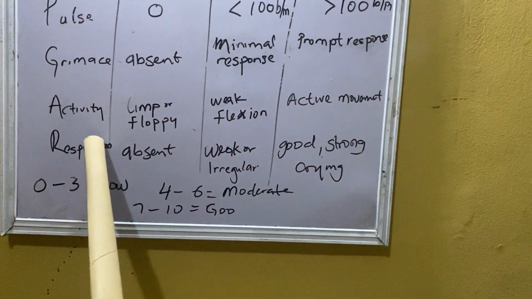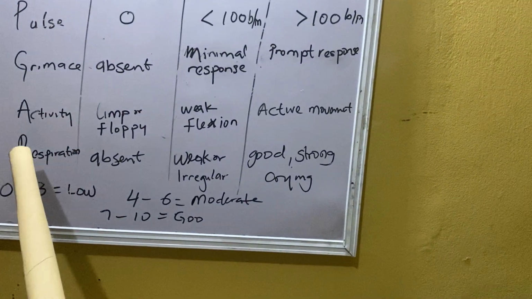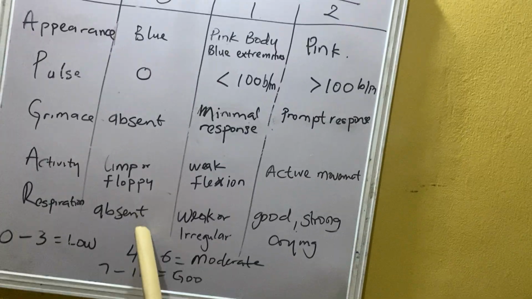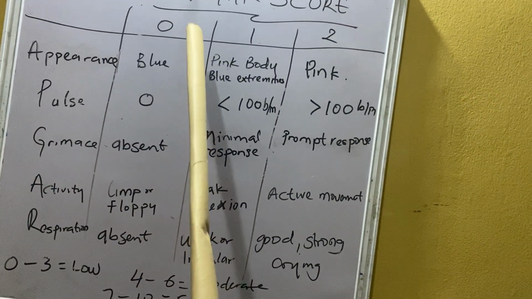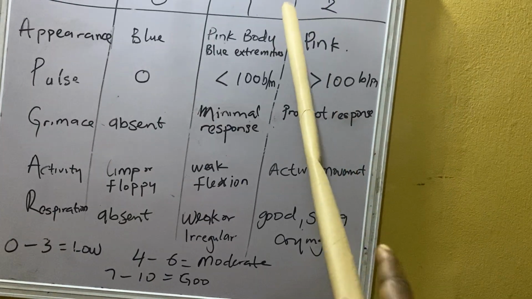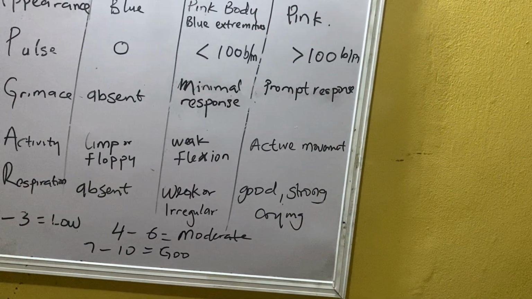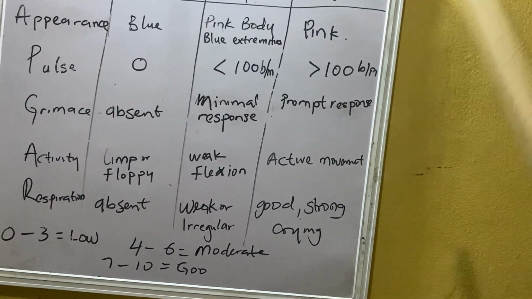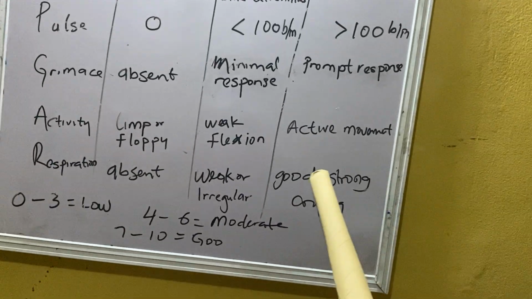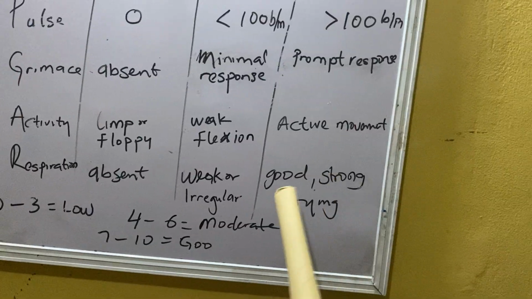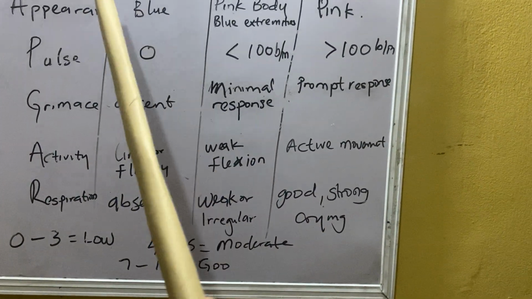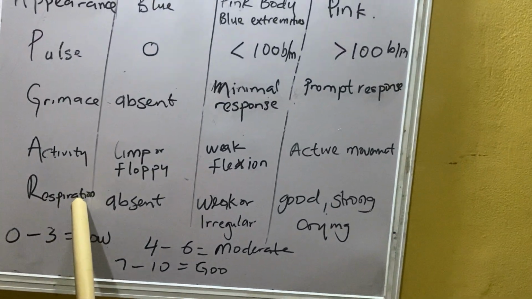The respiration: the baby is breathing or not breathing. If breathing is absent, it will be 0. If it's weak or irregular, it will be 1. But if it's good, the baby is crying, and when the baby is crying, it shows that they are breathing well. So at birth, a newborn like that will have 2 marks. So by the time we add everything, it's supposed to be over 10.